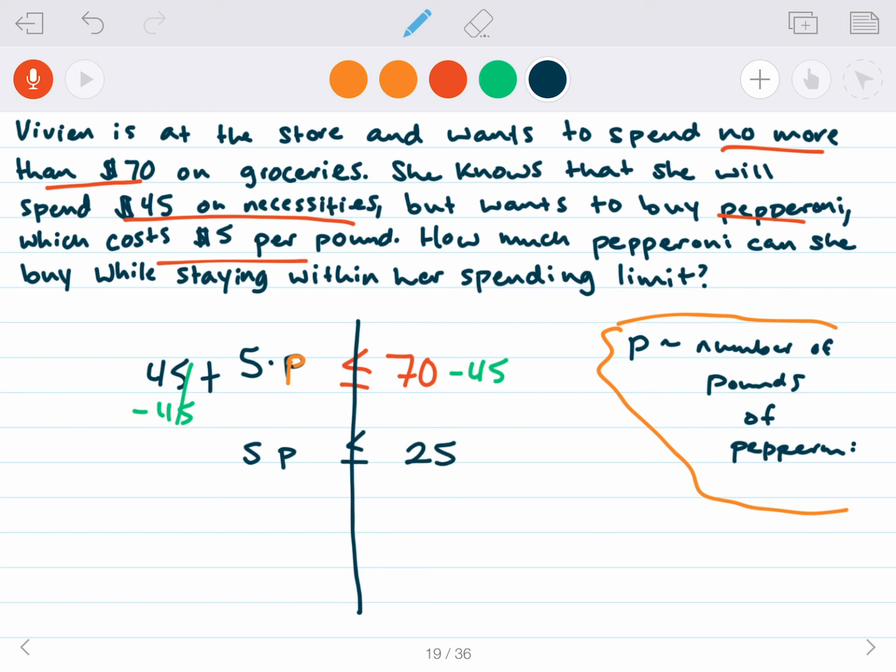Okay, and I get 5P is less than or equal to 25. I'll go ahead and divide both sides by 5 to isolate that P. And I get that P is less than or equal to 25 divided by 5, which is 5.